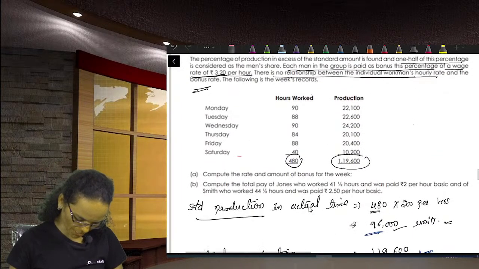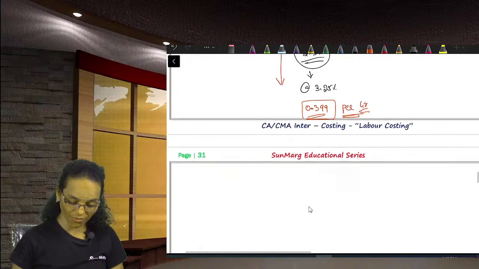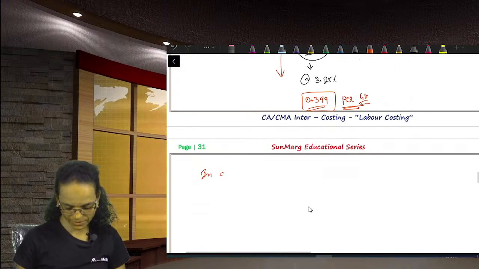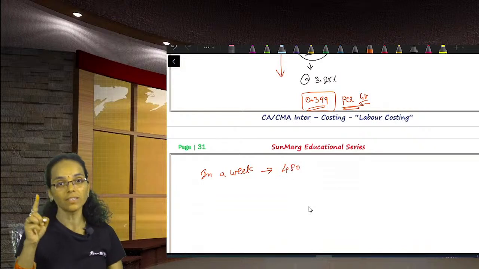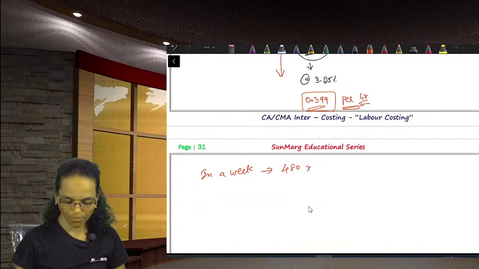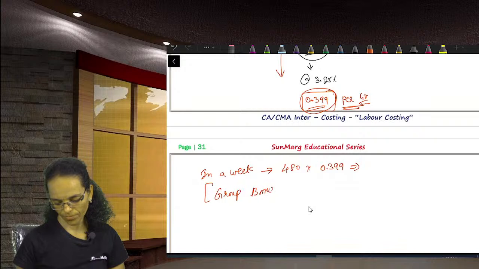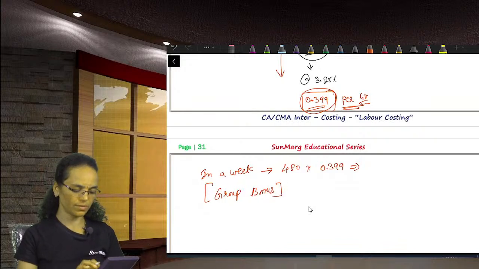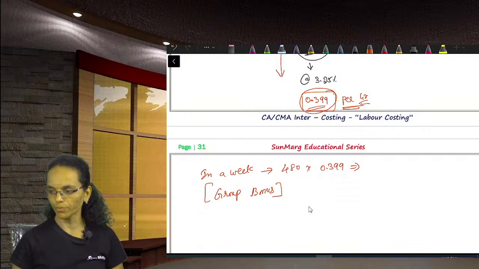What is it asking us to calculate? Calculate the rate and the amount of bonus per week. See, the rate is this much per hour, and in a week we have 480 working hours altogether for 10 employees. Per hour rate is 0.399, so we will come to know the group bonus per week, that is 191.52.